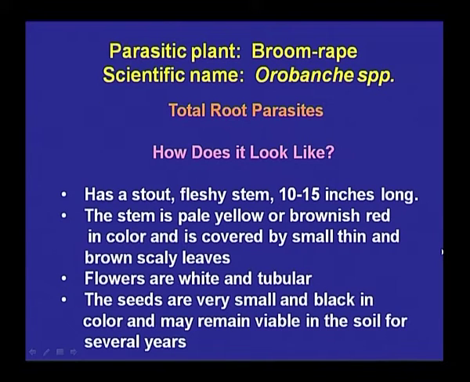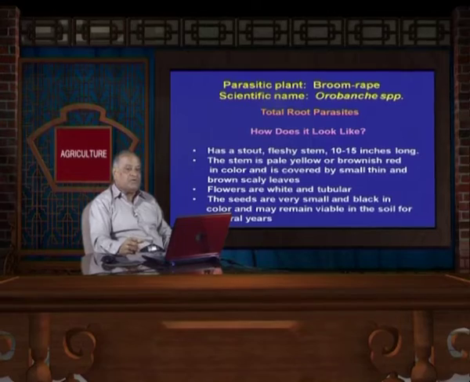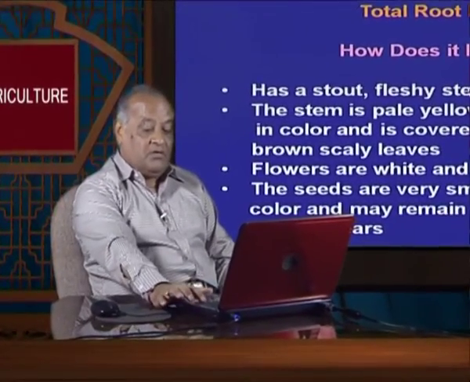It has a stout fleshy stem 10 to 15 inches long. The stem is pale yellow or brownish red in color and is covered by small, thin, brown scaly leaves. Flowers are white and tubular. The seeds are very small and black in color and may remain viable in the soil for several years. So, it is very difficult to manage such types of parasitic organisms.